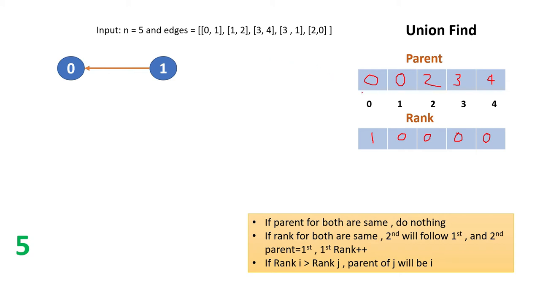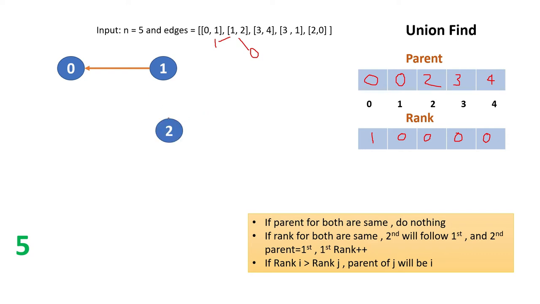So now we have to check what their corresponding ranks are. For 1 the parent is 0. For 0 the rank is 1. Right. That means for 1 the rank is 1. And for 2 the parent is 2, and for parent 2 the rank is 0. So the rank of 2 is 0. Now whose rank is more? 1's rank is more. That means 2 will follow 1.